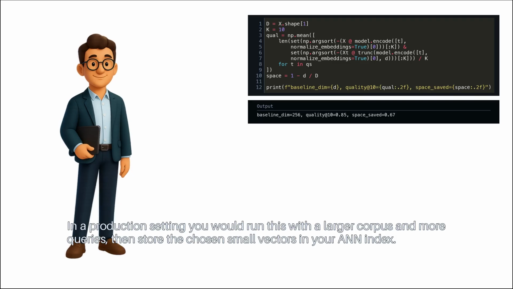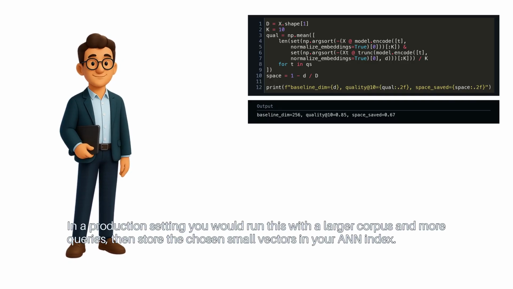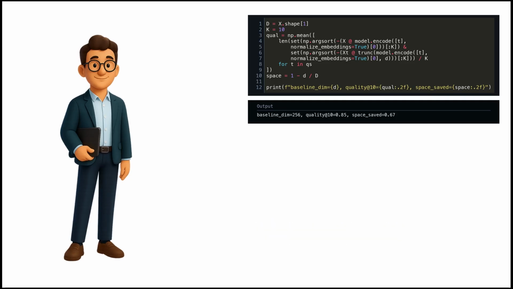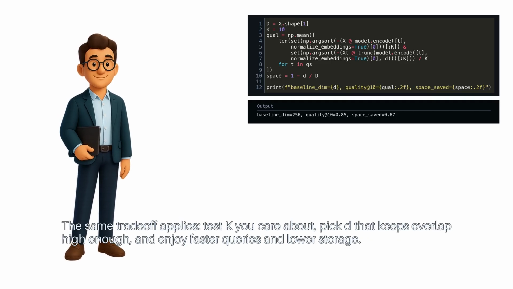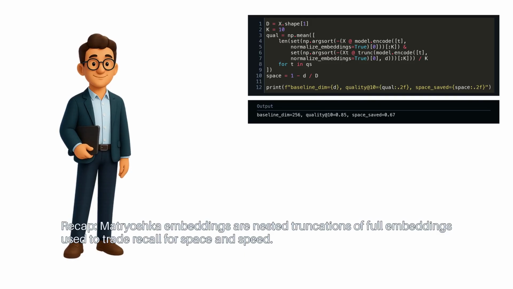In a production setting, you would run this with a larger corpus and more queries, then store the chosen small vectors in your ANN index. The same trade-off applies. Test the k you care about, pick d that keeps overlap high enough, and enjoy faster queries and lower storage. Recap: Matryoshka embeddings are nested truncations of full embeddings used to trade recall for space and speed.